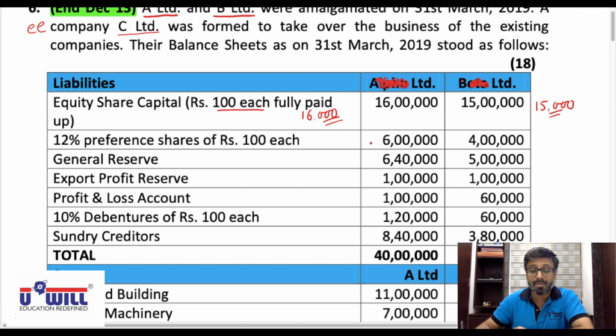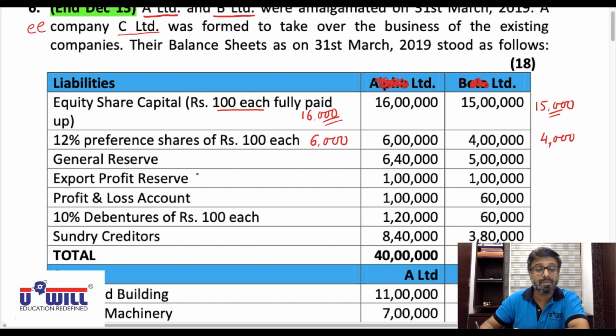12% preference shares of 100 each, 6 lakhs. Exactly the same way, 6 lakhs divided by 100, so 6,000 preference shares in A Limited, and 4 lakhs divided by 100, so 4,000 preference shares in B Limited. I hope everyone is clear with that. General reserve 6,40,000 and 5 lakhs.